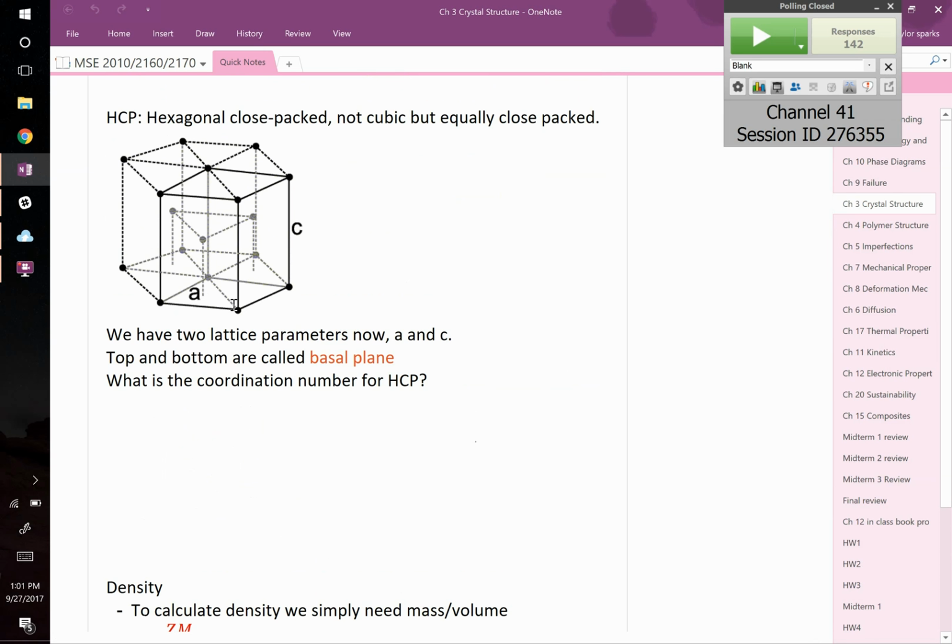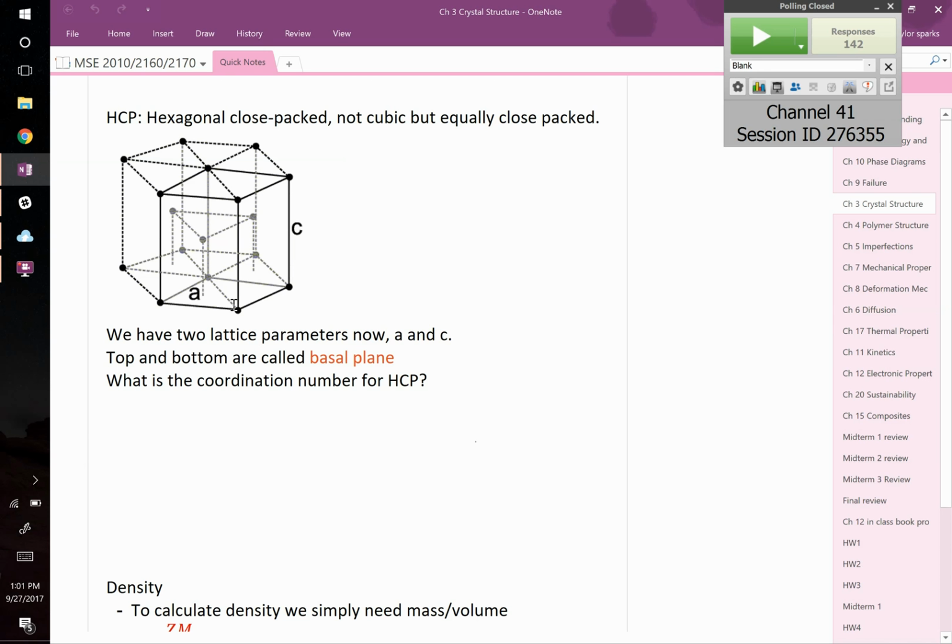This structure is not cubic, but it is equally as densely packed as the face-centered cubic. Last class we calculated the atomic packing fraction for FCC. We found that it's 74%, meaning 74% of the volume in that crystal is occupied by atoms, and the remainder is empty space. Well, hexagonal close packed is the exact same.